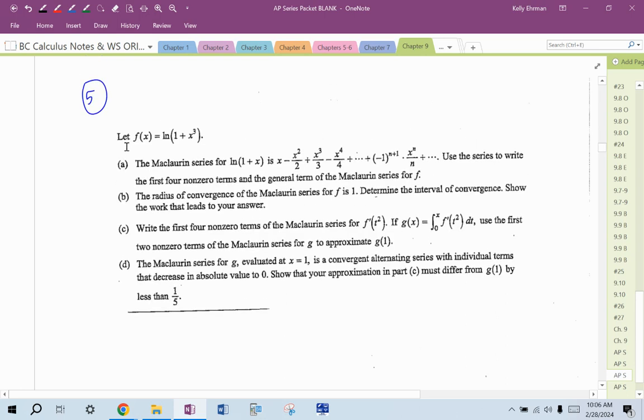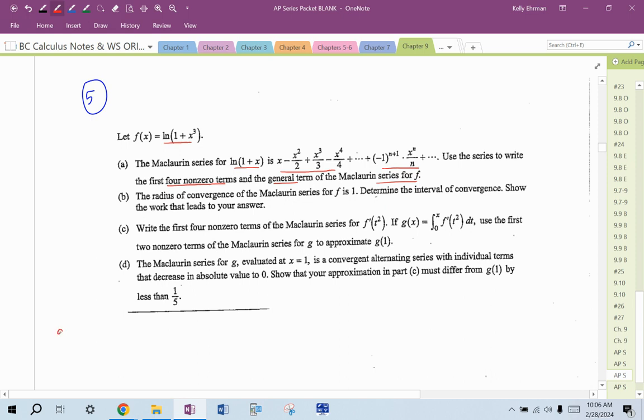All right, now we're on number 5. They give us this function for f of x. Part A says the Maclaurin series for ln of 1 plus x, so instead of 1 plus x cubed, 1 plus x, is this. And here's a general term. Use the series to write the first 4 non-zero terms and the general term for the Maclaurin series for f.